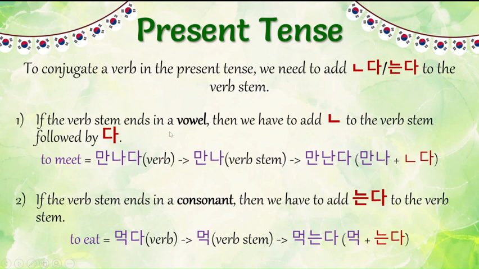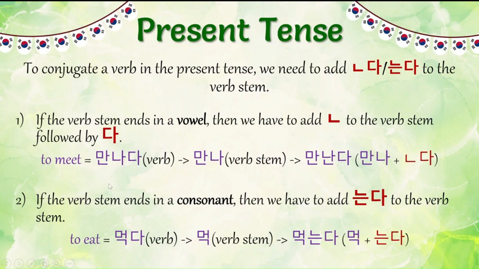If the verb stem ends in a vowel, then we have to add nien to the verb stem followed by tha. ओके, अगर वर्ब स्टेम की एंडिंग एक वोवल से हो रही है, तो आप क्या ऐड करेंगे उसमें? नियन फॉलोड बाय था. For example, look at this verb manada, to meet.